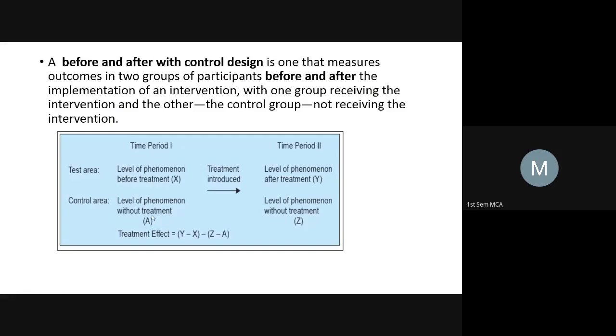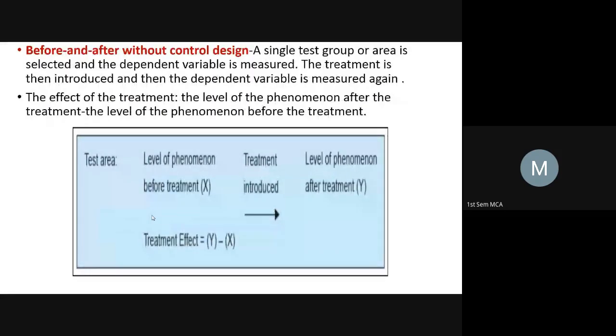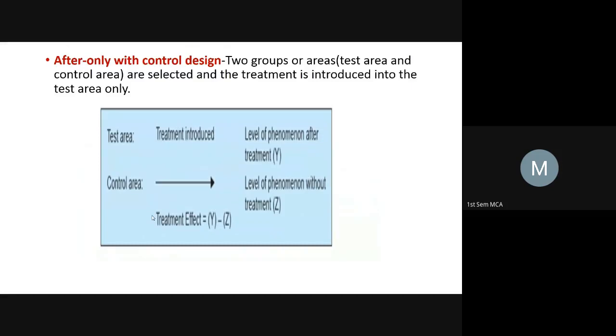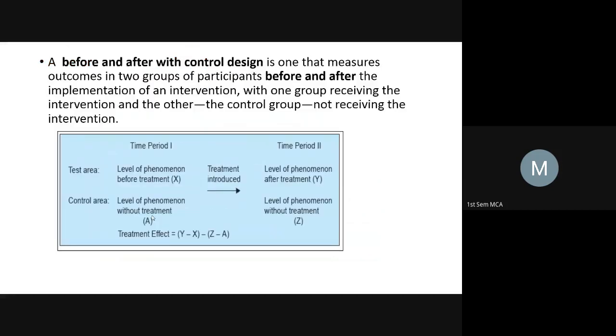If I'm putting it in a percentage, then it will be only 2% improvement for the people who have undergone training. This is with control design. So these are the three different things: before and after without control design, after only with control design, and with control design. Any clarifications in these three?